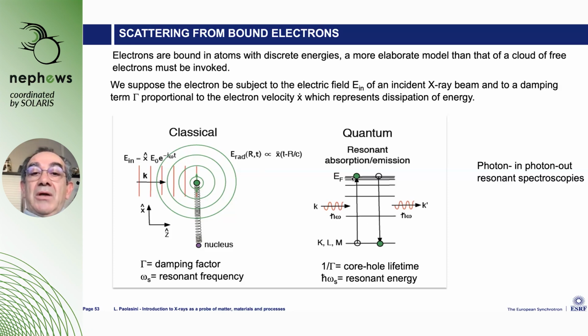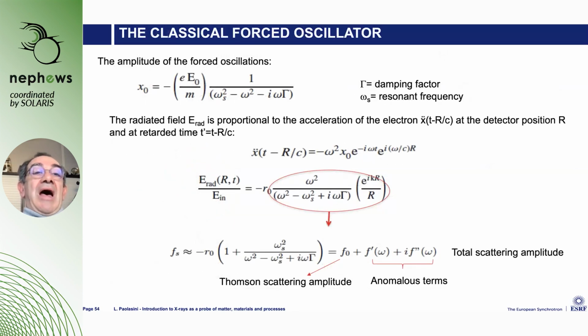The quantum case, which is an analog of this classical case, is when the electron is excited close to the Fermi energy level, and after some time relaxes and refills the hole previously left. This lifetime, the core hole lifetime, is proportional to 1 over gamma, and gamma is the analog of the classic case for a damping factor. So in a very good approximation, we can consider a classical description of this quantum process by calculating the amplitude and acceleration of this forced harmonic oscillator.